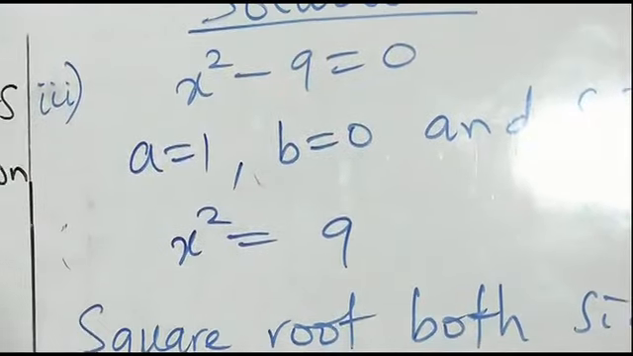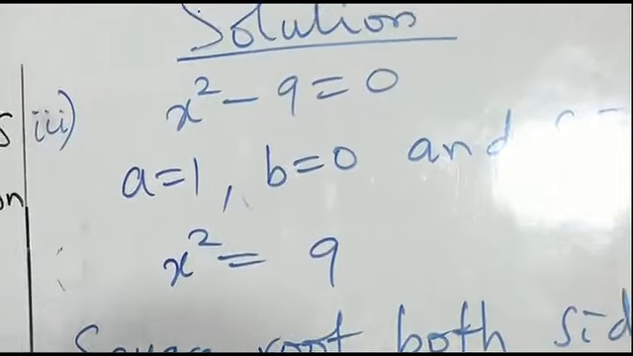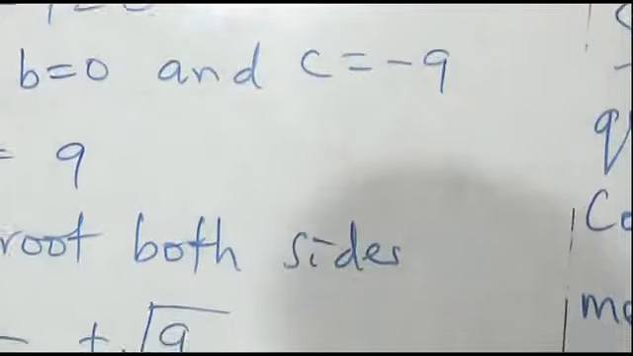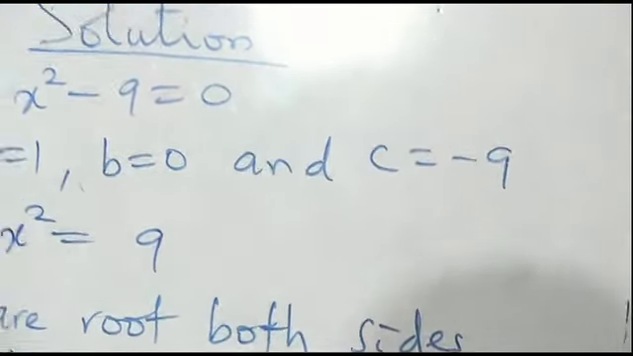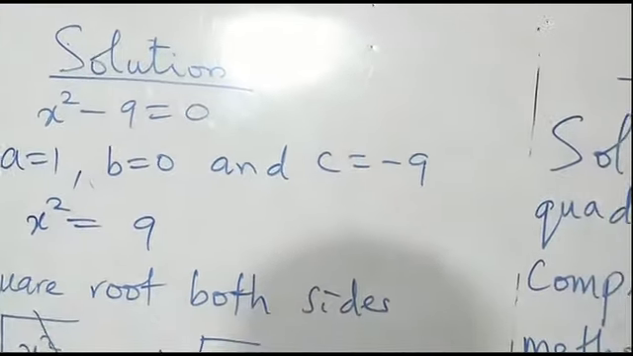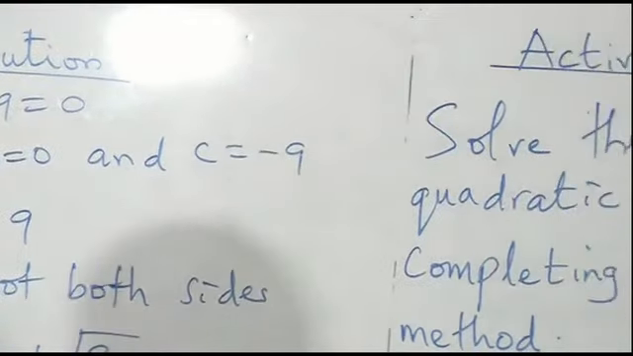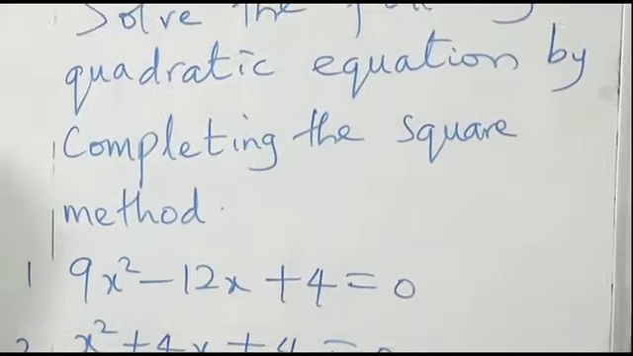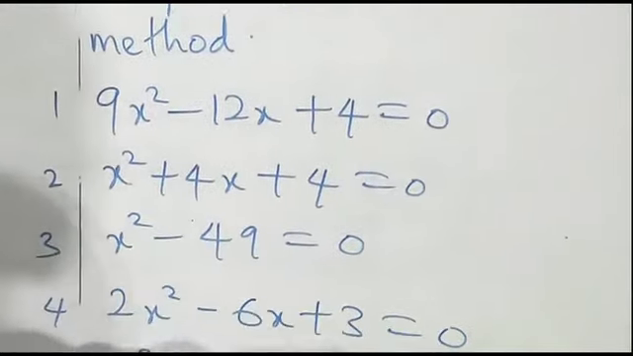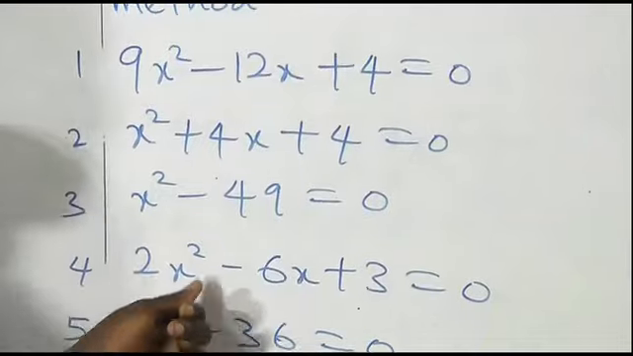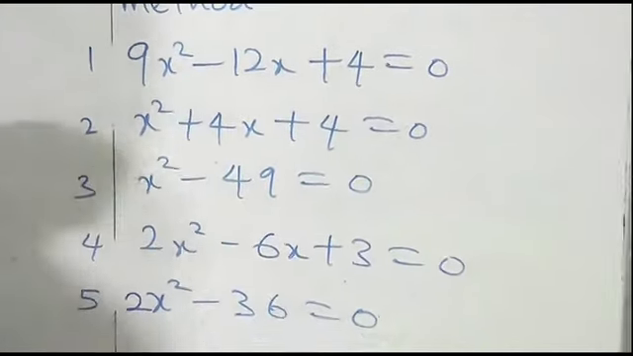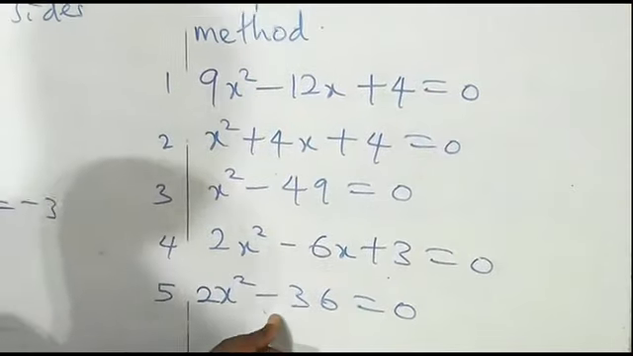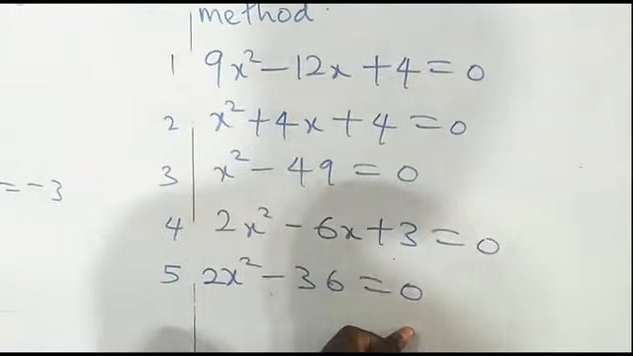Now, I have an activity for you. Solve the following quadratic equations by completing the square method. You have to use completing the square method to solve these questions. The first one, you have 9x squared minus 12x plus 4 equals to 0. The second one, you have x squared plus 4x plus 4 equals to 0. The third one, x squared minus 49 equals to 0. The fourth, 2x squared minus 6x plus 3 equal to 0. The fifth question, you have 2x squared minus 36 equal to 0.